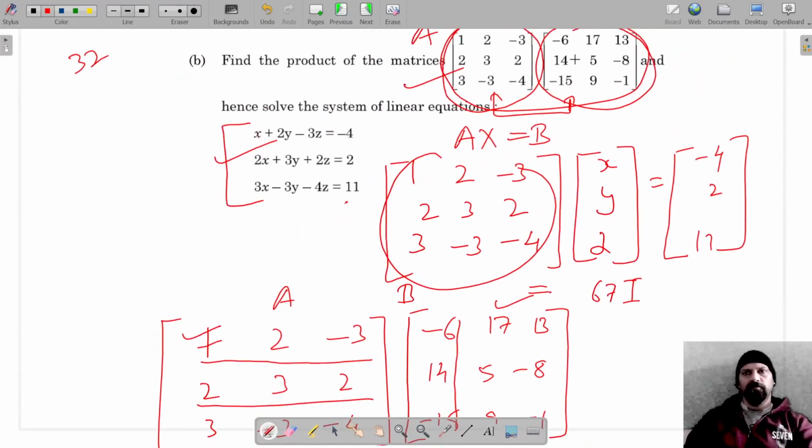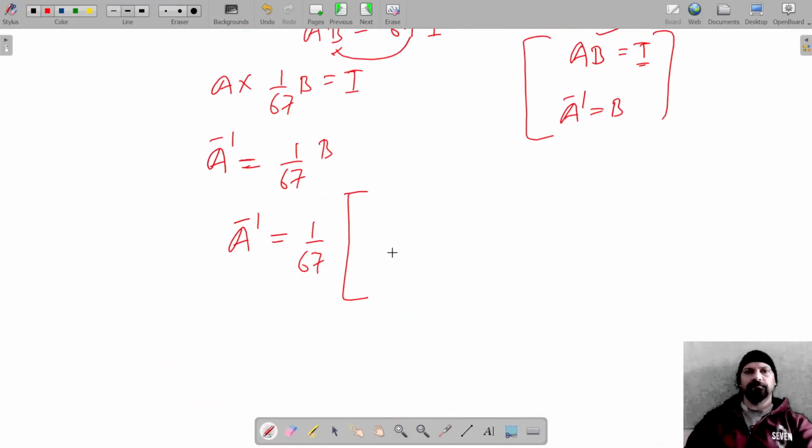Or the B matrix, what is negative 6? This is negative 6, 17, 13, and 14, 5, and negative 8, negative 5, 9, and negative 1. Okay.